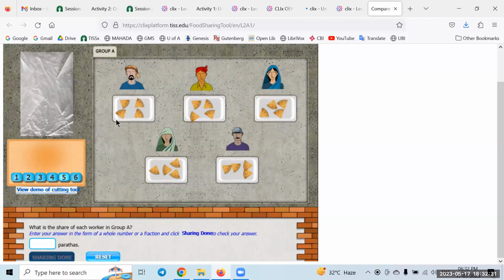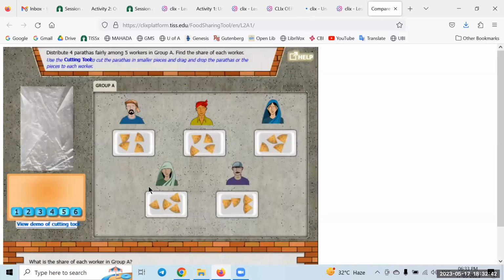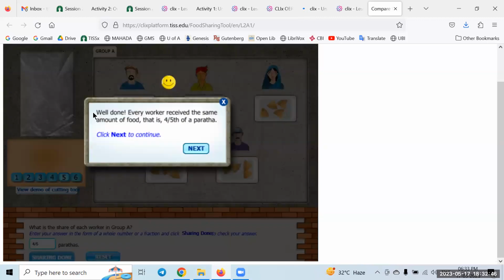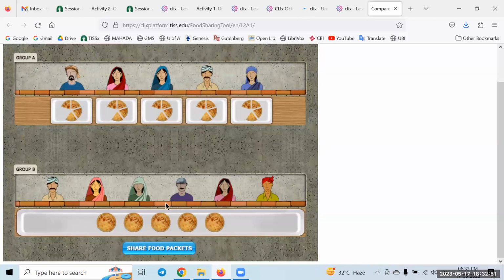Yes, done. We have distributed. So what should I write the fraction? How many? I mean, what should I write? People have responded as 4/5. 4/5. Okay. Sharing done. Well done. So each worker has got 4/5 of a paratha. Now, what about this one?